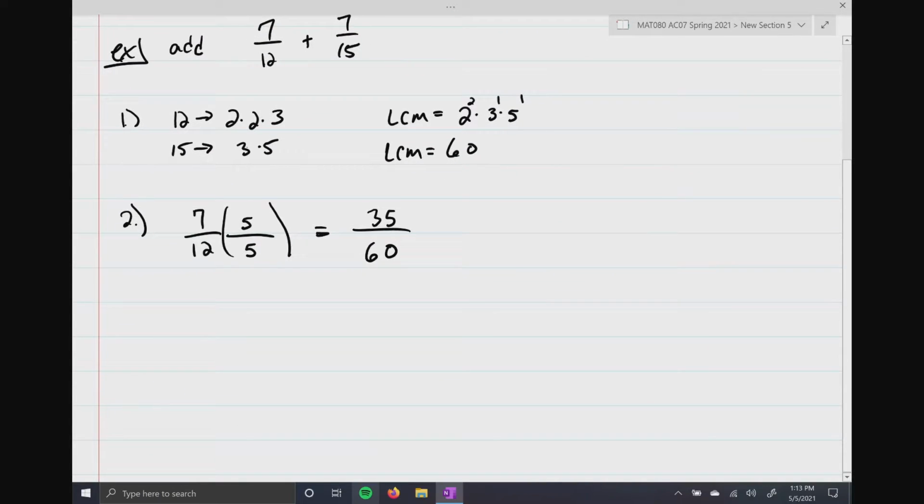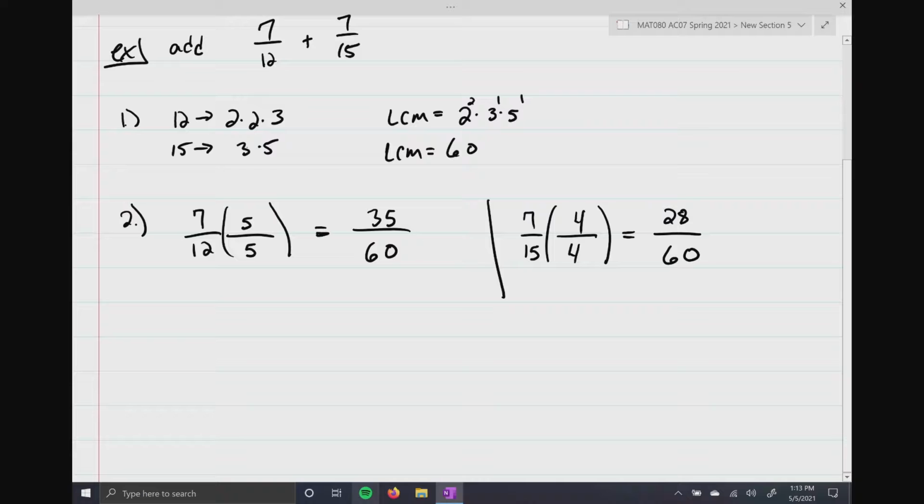Now, I'm going to do the same thing for 7 over 15. I want to build an equivalent fraction. So what number times 15 gives me 60? Well, that's going to be 4. So numerator is going to be 4, denominator is 4. 7 times 4 is 28.